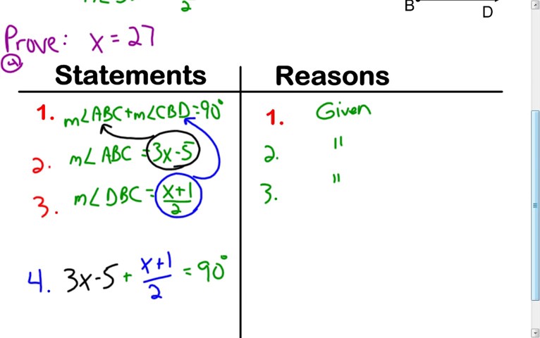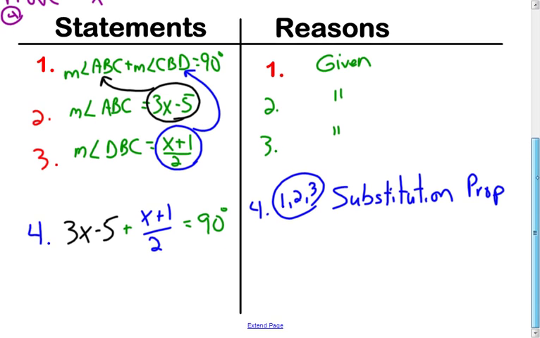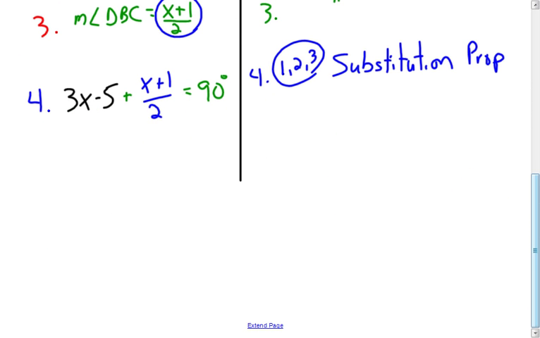Now my reason, well, what I've done is I've replaced a number of different things with what those things were equal to. Remember, if you replace something with what it's equal to, you just used substitution. Substitution property. And when we look at this, I needed line 1, I needed line 2, and I needed line 3. I needed all of them. Now I just have to go through and solve my equation.